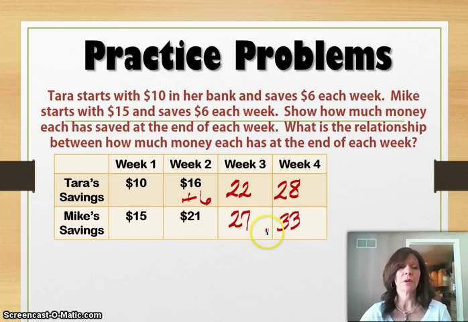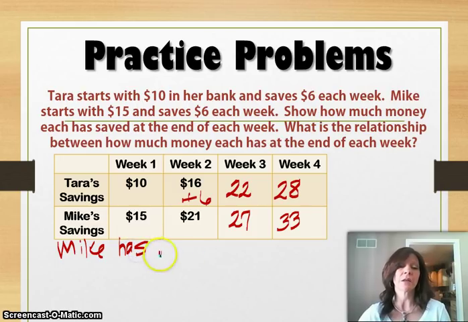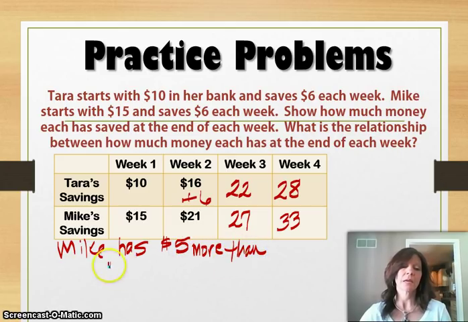The relationship between what they have is that, because he started out with $5 more, he has $5 more than she has. So Mike has, and you have to write this down, it's very hard to write with this pen, so pardon my messy writing. Mike has $5 more than Tara.